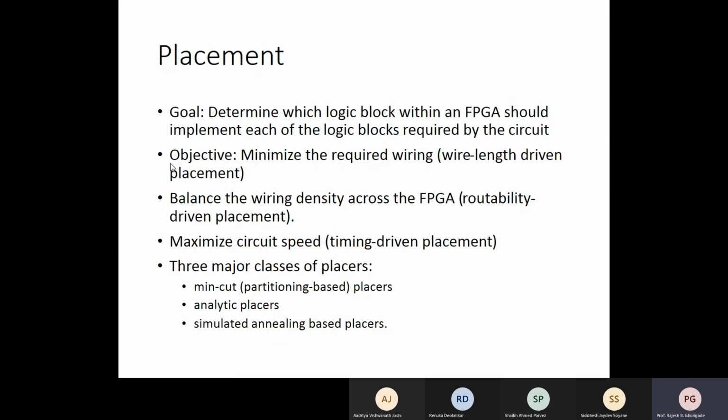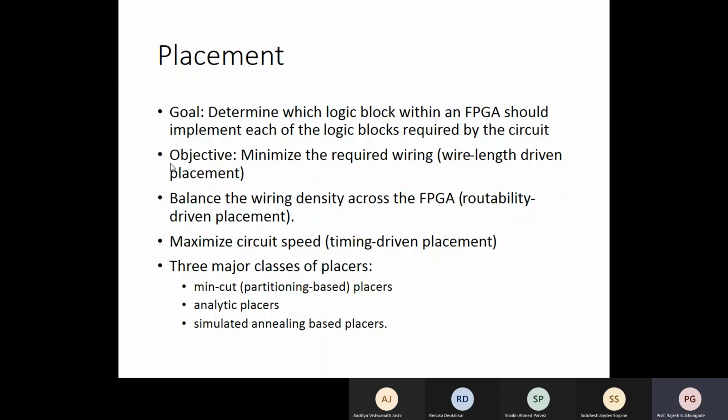So what is placement? What is the goal? The goal is to determine which logic block within an FPGA should be used to implement each of the logic blocks required by the circuit. The objective is to minimize the required wiring. That is how you place the blocks, because there are so many different aspects that come with the physical placement of these logic blocks. Now we are concentrating only on the FPGA. We have already seen CPLDs, which have predictable delays, but in FPGAs we don't have such a luxury. So the objective is to minimize the required wiring.